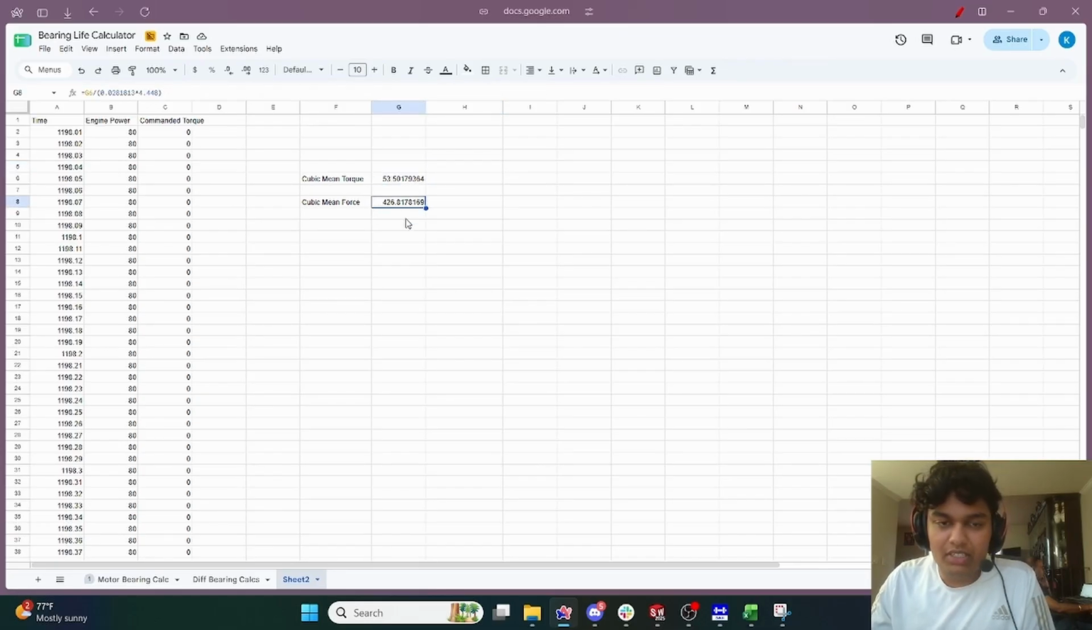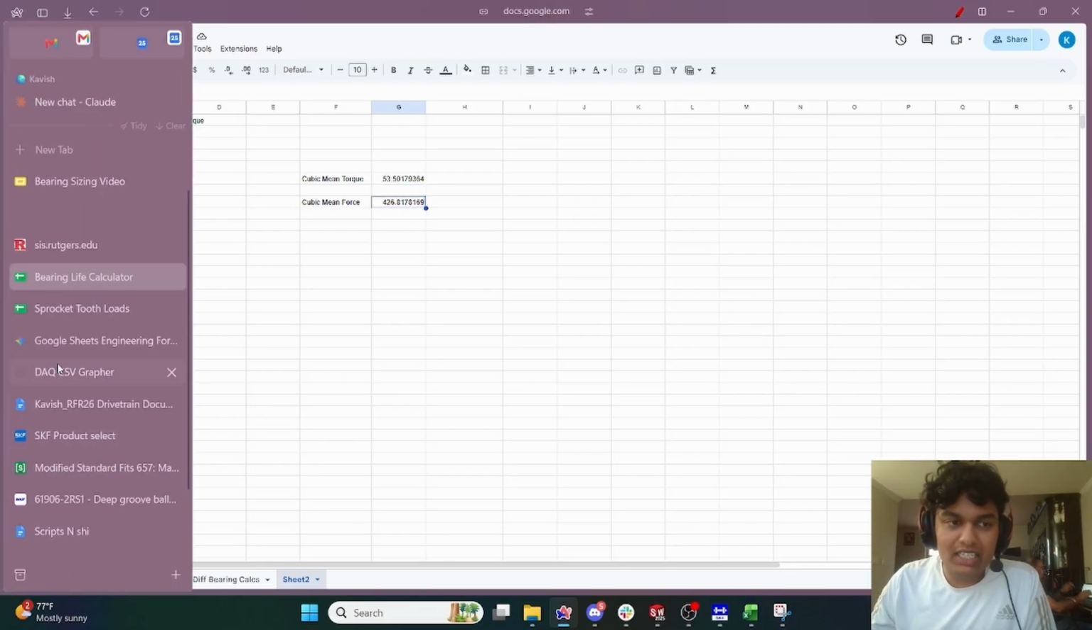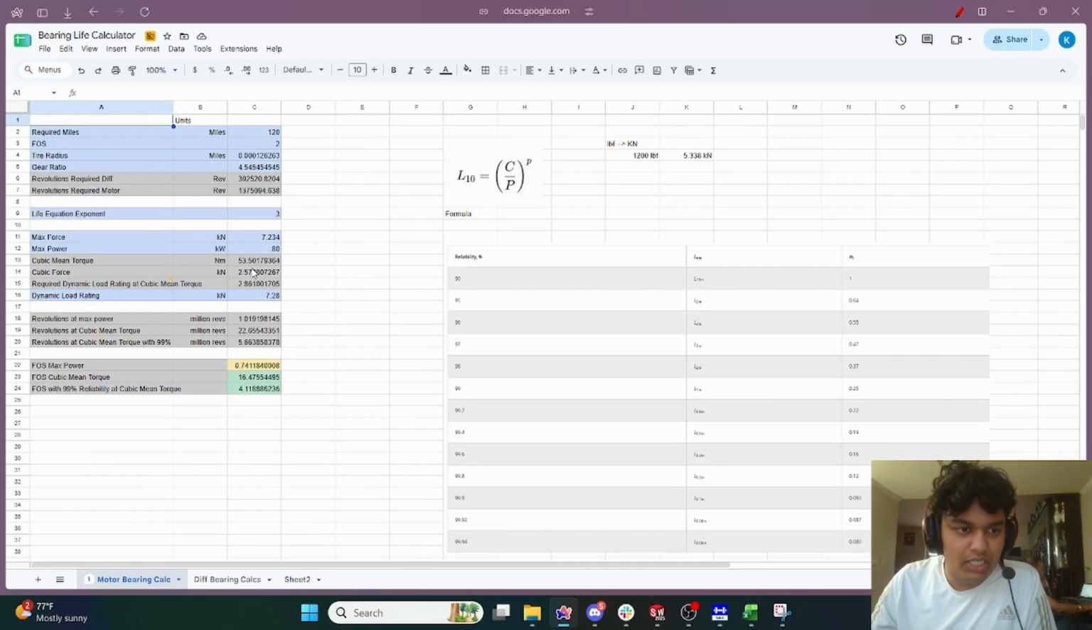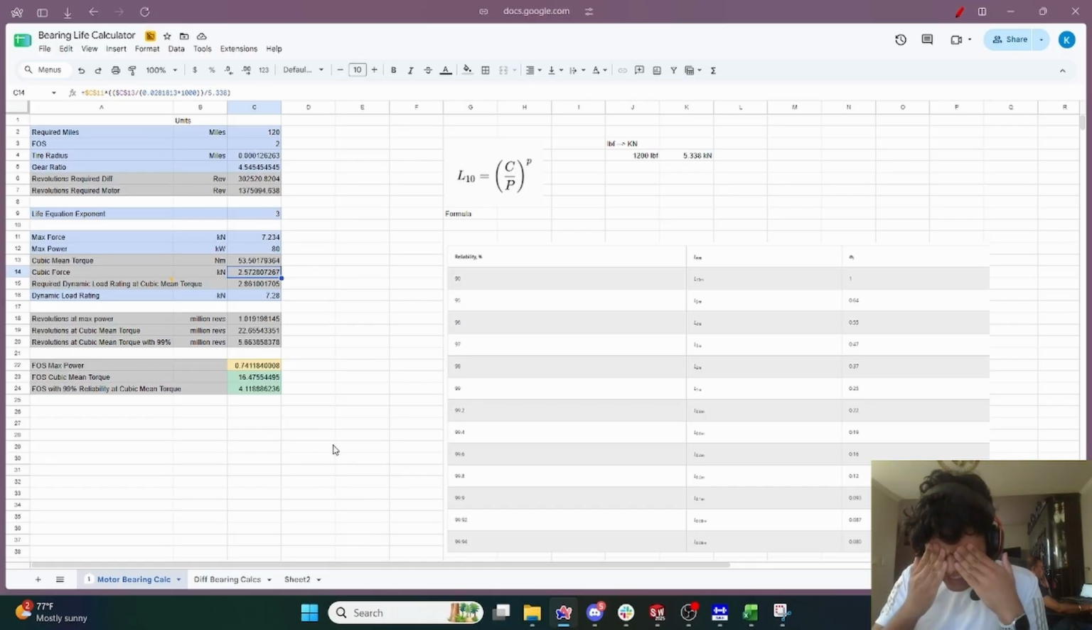As I was saying, you could take the torque and divide it by the radius, and you'll get your force. I could use the formula, except the formulas that I gave kind of break down when you're not at your maximum power, and they're not really reliable. So instead, I just used the cubic mean force, and that goes into here. And so this is the cubic mean torque, and this cubic force is the amount of load that is expected to act on your bearing based on that load.